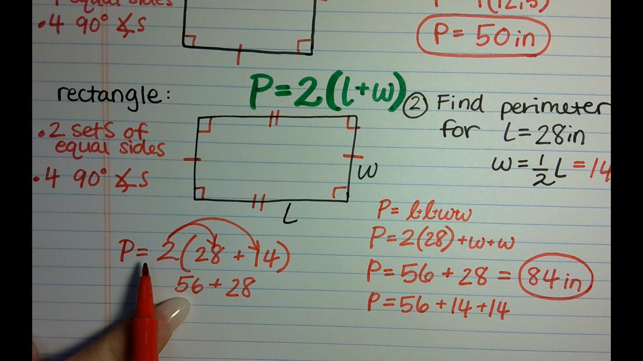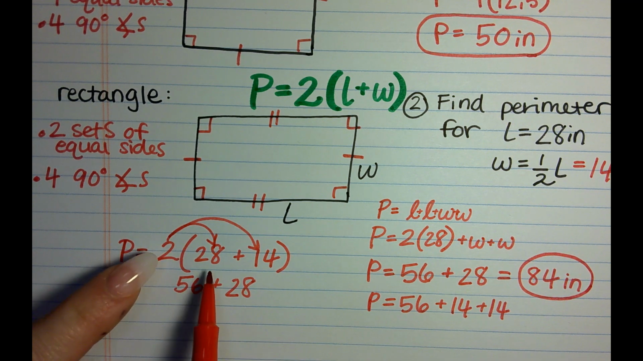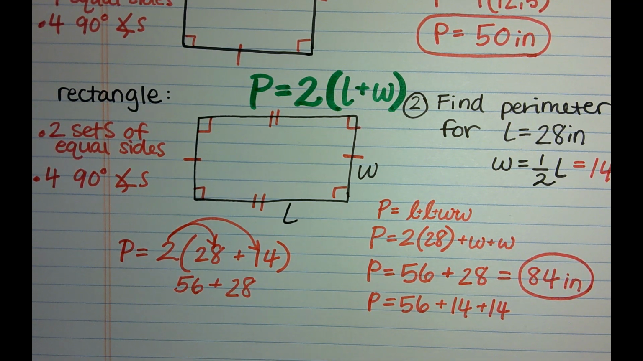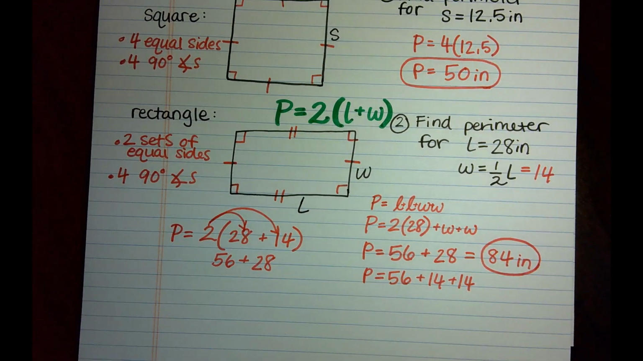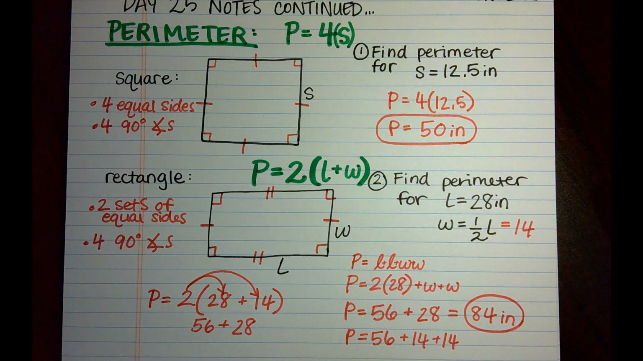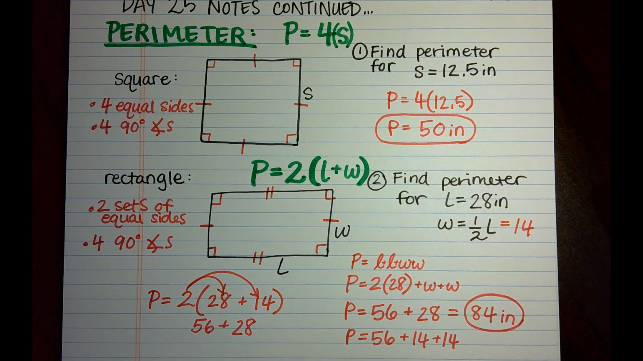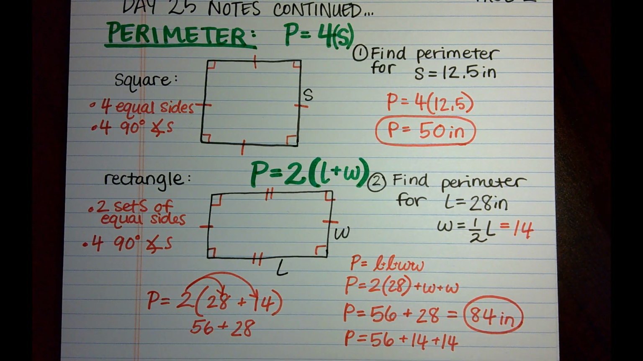But what's really cool is if you type this in your calculator, or if you just do 28 plus 14 first and then times 2, you'll get your answer all in one step. So, kind of nice. Little cheat code. Little shortcut. So there's your square and your rectangle perimeter. And we're just going to worry about those two right now.